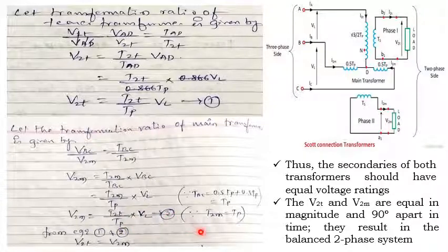Now here, just compare these two equations, that is equation number 1 and equation number 2. If you compare equation 1 and equation 2, both magnitudes are the same. Since we can represent V2ET equals V2M, the secondaries of both the transformers should have equal voltage rating. That is, the secondary voltage of the teaser transformer and the secondary voltage of the main transformer are equal in magnitude and 90 degrees apart in time, which results in a balanced two-phase system.